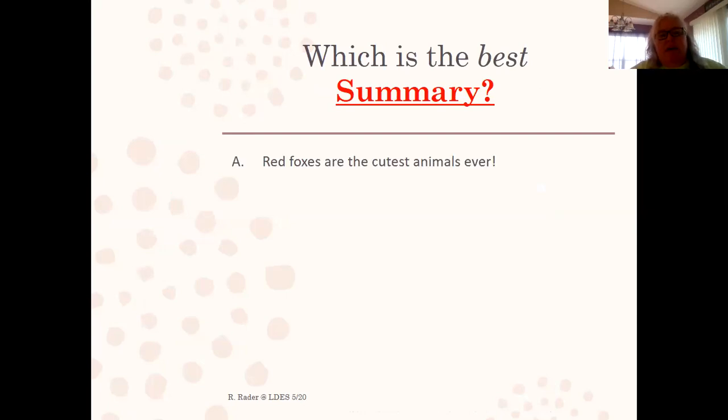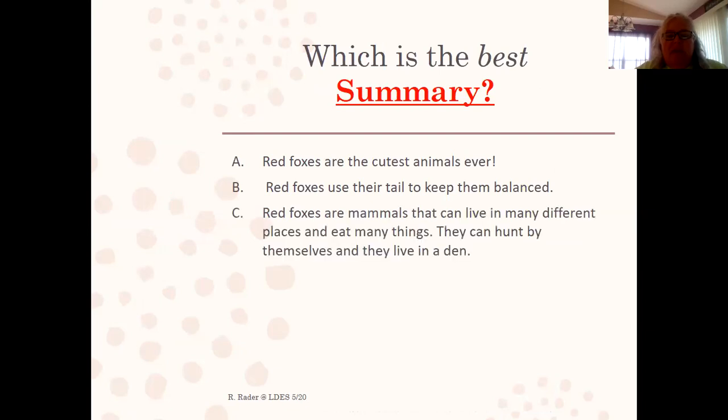A, red foxes are the cutest animals ever. B, red foxes use their tail to keep them balanced. Or C, red foxes are mammals that can live in many different places and eat many things. They can hunt by themselves and they live in a den. Oh, do you know the answer?